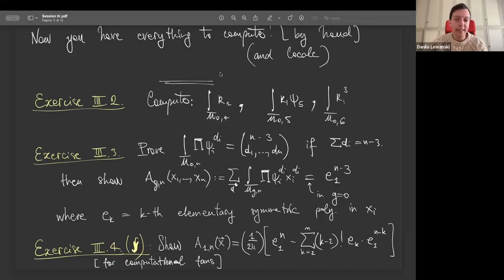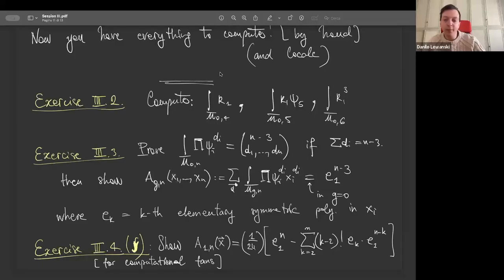Then I gave some exercises because, as usual, the best way to learn to do things is when you do them yourself. It's really not the same thing as just reading the solution. You should just face the sort of difficulty, the pain, and it's really like some linear algebra.